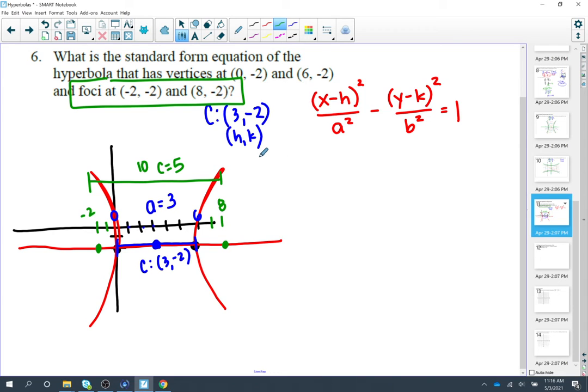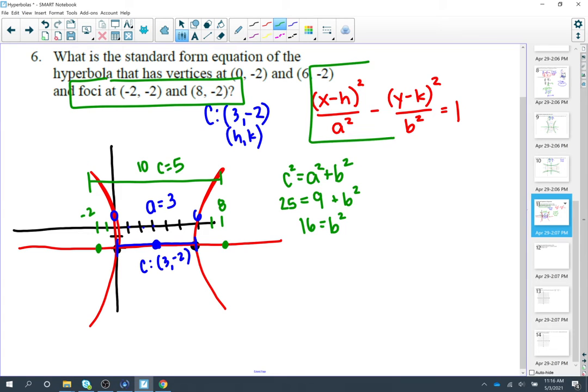I have a, I need b, so I'm going to go back to my relationship of c squared equals a squared plus b squared. If c is 5, I know this is 25. If a is 3, I know this is 9 plus b squared. So subtract 9 from both sides of the equation. 16 is b squared, and at that point we can stop.